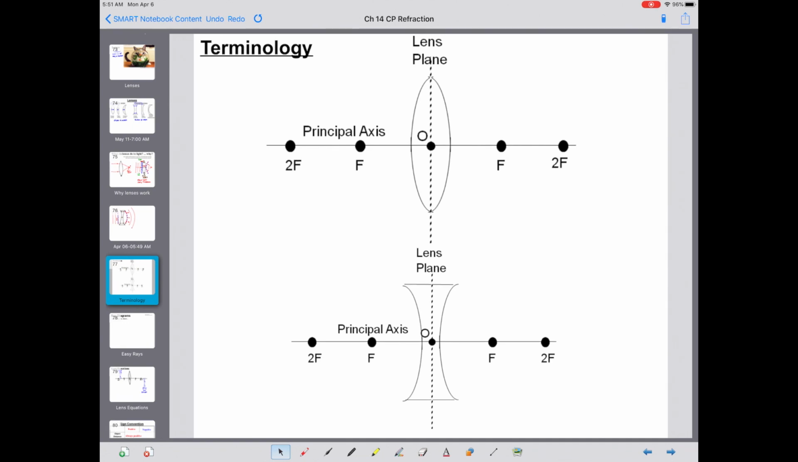Now, a little bit of terminology. Here I have converging lens and diverging lens. Principal axis, that's a line that's going to go through the center of the lens. On that line, we're going to identify several different points. F is your focal point. 2F is a distance of twice your focal point. Because the light can go through either side, we're going to have an F and 2F on each side. O at the center, that's just referred to as the optical center of the lens. And then for reference, we put a plane down the middle.